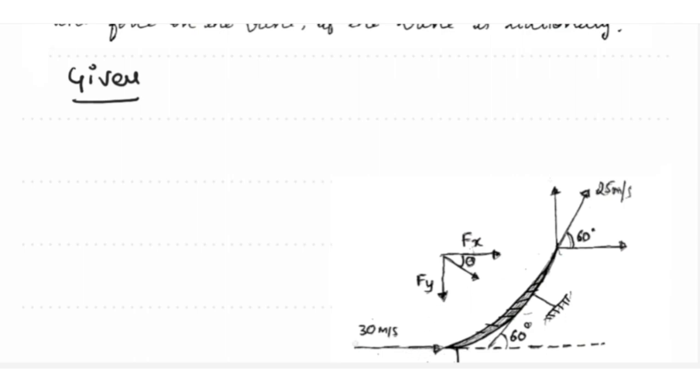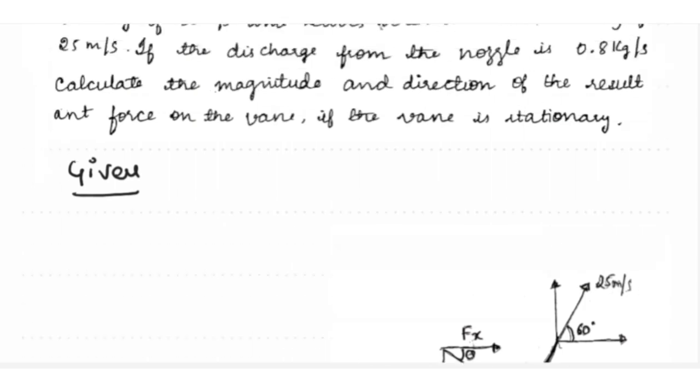So you can see the water is entering tangentially with a velocity of 30 meter per second, and here the jet gets deflected by an angle of 60° from the horizontal. It leaves the plate with a velocity of 25 meter per second. So we have v1 and we have v2. Here the initial velocity and final velocity are different.